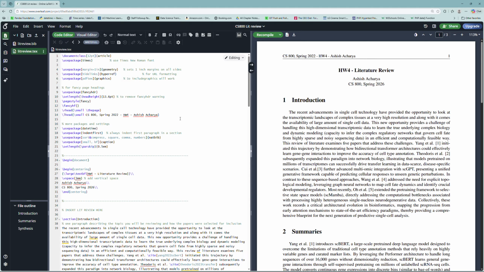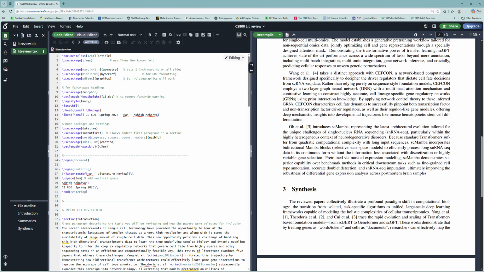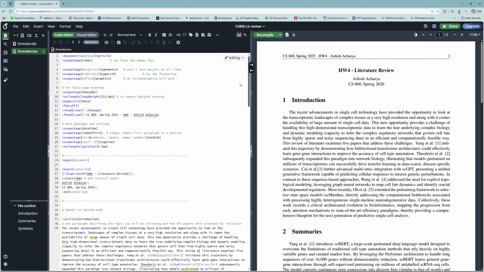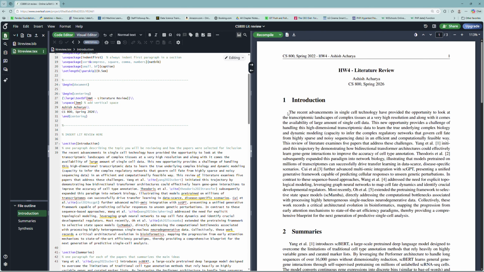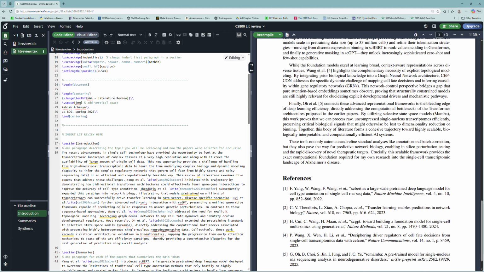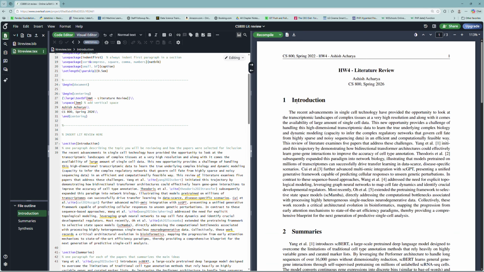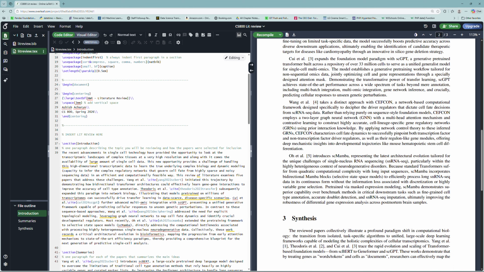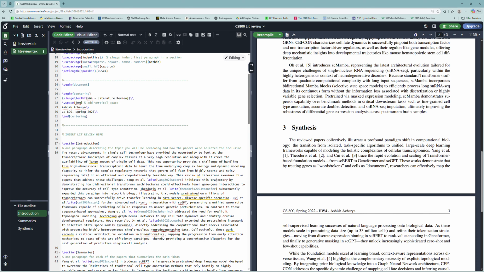And these are the papers for the assignment. I have used LaTeX for creating the literature review, and this template was provided by the professor of our CS800 class. In this literature review, you can see we have introduction, summaries, synthesis, and references. Introduction is a basic background of what the problems are and how these research papers solve those problems. Summaries provide the contributions of each paper, and synthesis is how the whole set of papers connect together and is relevant to my research area.